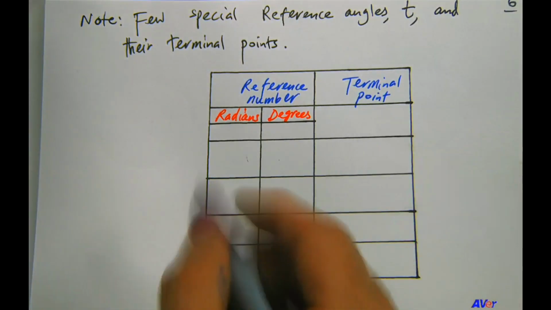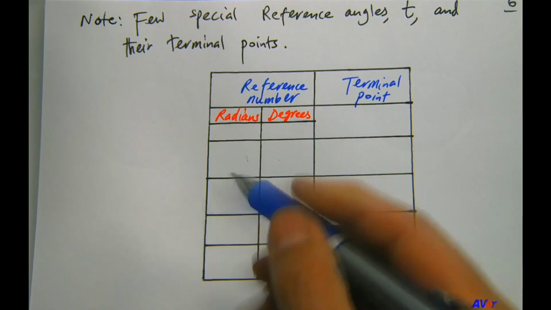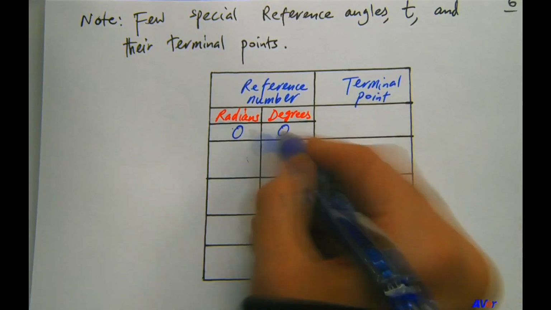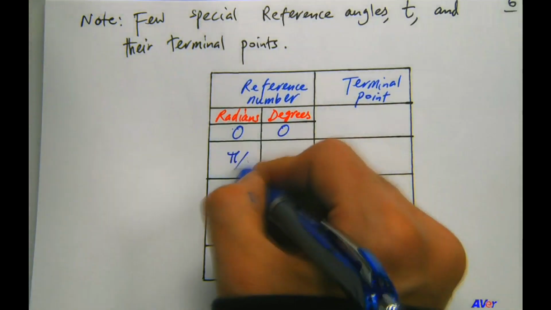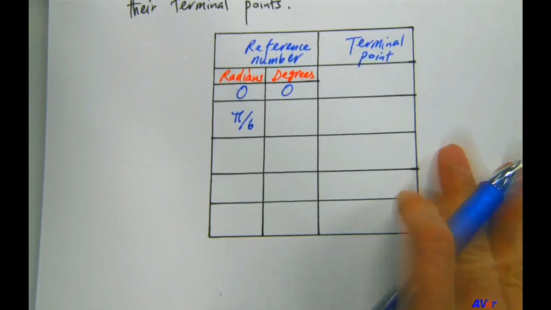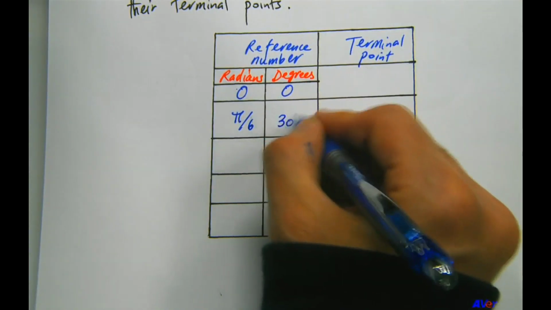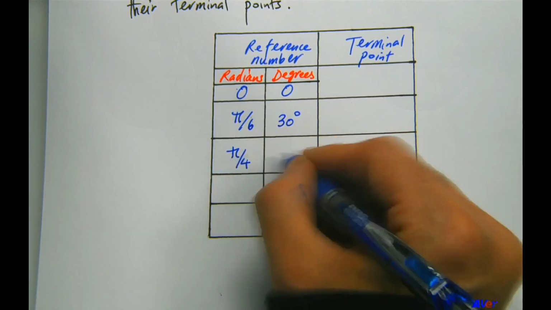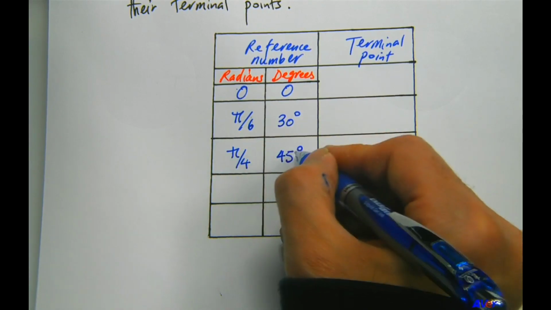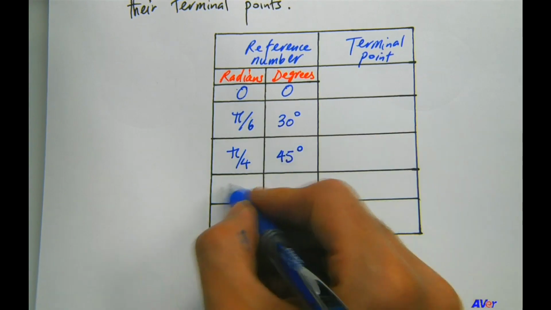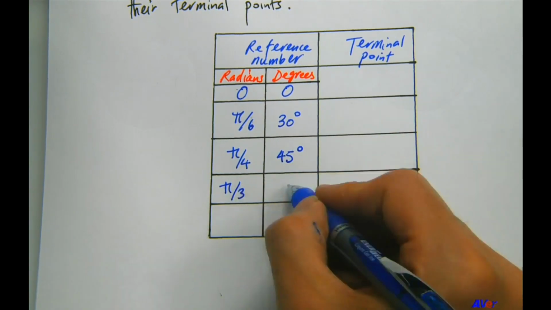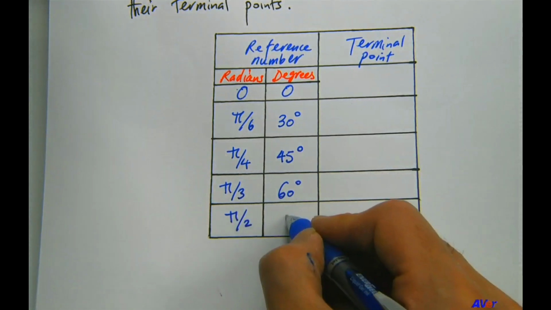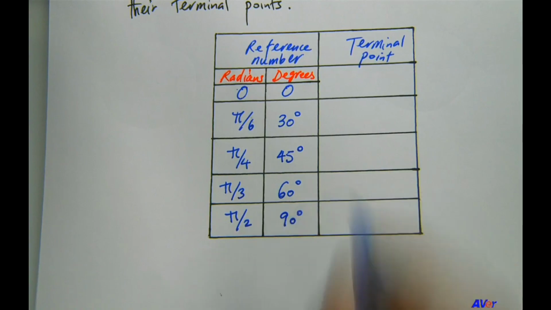And so, okay, here are the reference angles. So 0 in radians and degrees is the same thing. And then in radians, it would be pi over 6. In degrees, it would be 30 degrees. Pi over 4 in radians and 45 degrees in degrees. So pi over 3 in radians and 60 degrees. And of course, pi over 2 and 90 degrees.